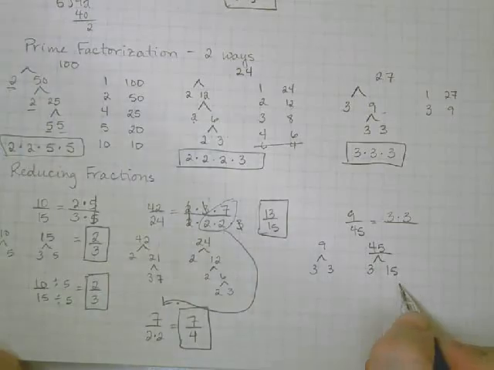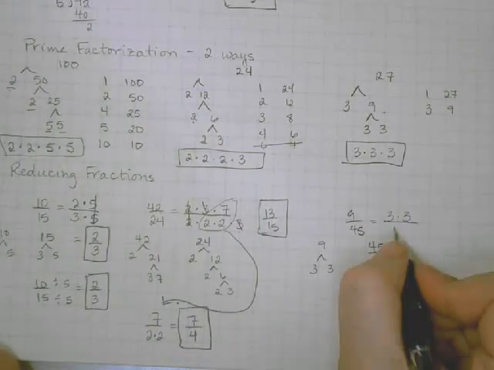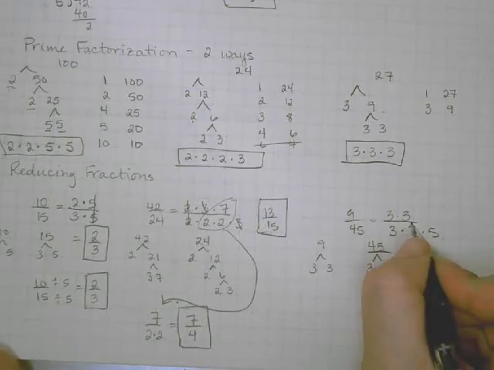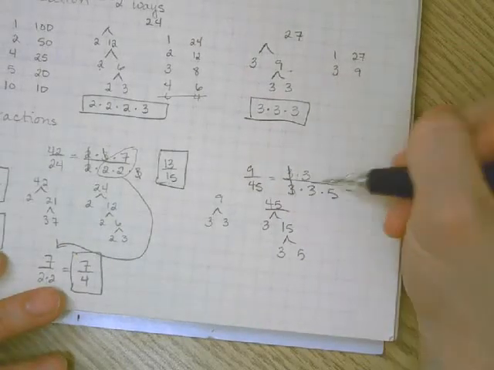And here's where I need to be careful. Because these 3's divide out, those 3's divide out, and I'm left with 5. But it's on the bottom. So this is not 5 as my overall answer. Instead, it's going to be 1 over 5, or 1/5.